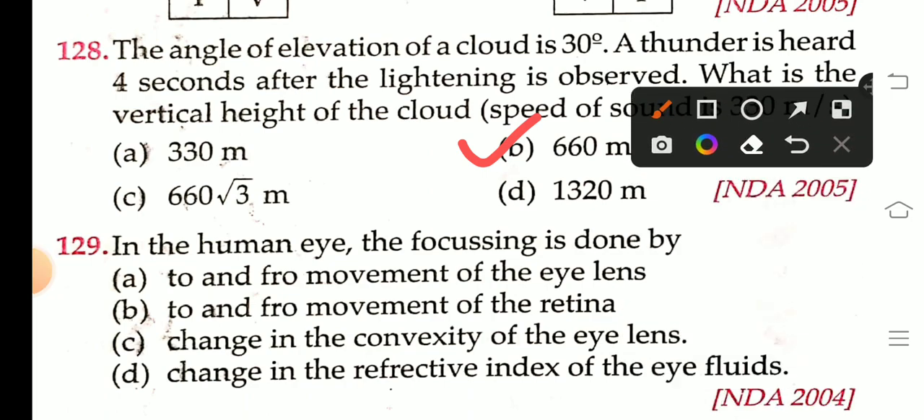Next, in the human eye, the focusing is done by. Right answer will be option C. Change in the convexity of the eye lens.